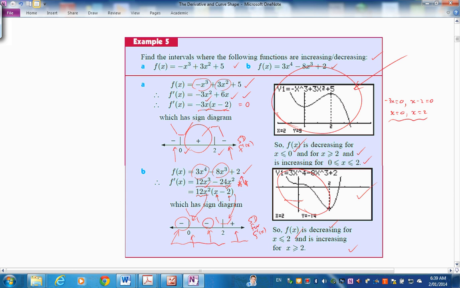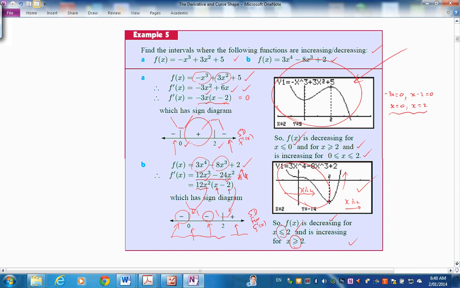As x increases, remember we always go this way, as x increases, the function's coming down. As x increases here, the function goes up. So it's decreasing less than 2, increasing greater than 2. And we include the boundary condition of equals 2, as long as they don't ask us strictly increasing.